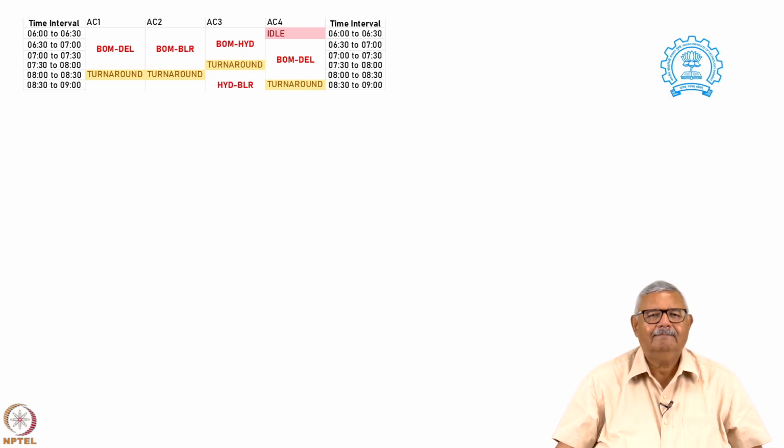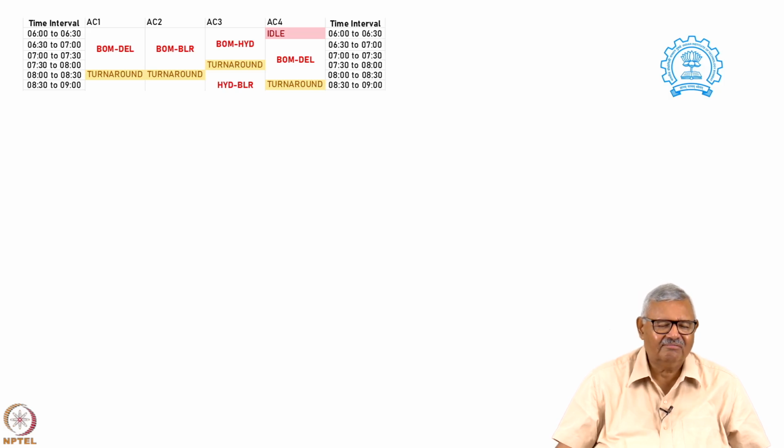Now, look at the next one, AC4. In AC4, we could have started the flight at 6 o'clock itself to Delhi, but there is a slight issue. Since there is already a flight from Bombay to Delhi at 6 in the morning by the same airline, it may be difficult to have 2 flights originating at the same time. So, what we have done is, we have given a half an hour idle time, so that the next flight can leave at 6:30. One flight leaves at 6 in the morning and reaches at 8, the other leaves at 6:30 and reaches at 8:30. After 8:30 there is a half an hour turnaround time.